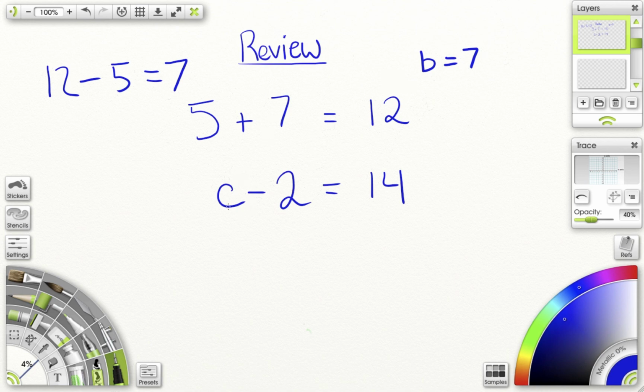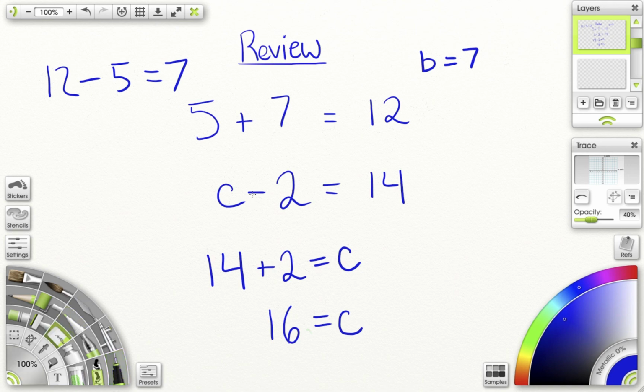On this side here, we have c minus 2 equals 14. So we have to figure out what c is. So to do this, I take 14 and I do the opposite of subtraction, which is addition. So I add the 2. And that gives me whatever c is. So 14 plus 2 equals 16. So therefore, 16 is equal to c. So if I plug that into my problem, 16 minus 2 equals 14. Is that correct? It is indeed. So that's our little bit of review.